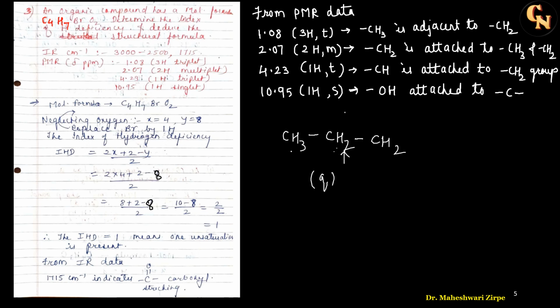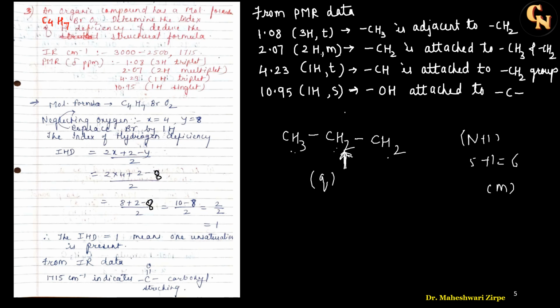Multiplet, why? Because 3 plus 2 is 5, 5 plus 1, using the n plus 1 formula, 5 plus 1 is 6, and if it is 6 or more than 5, we write it as multiplet. Okay, so these 2 hydrogens may be showing multiplet.